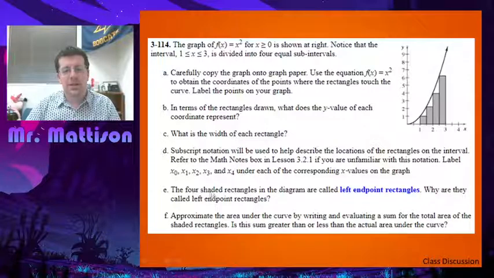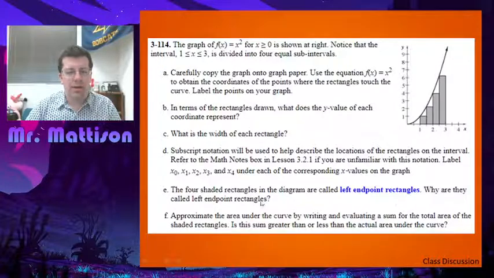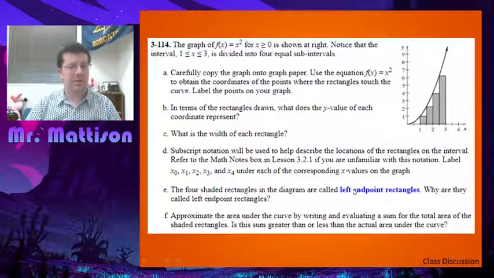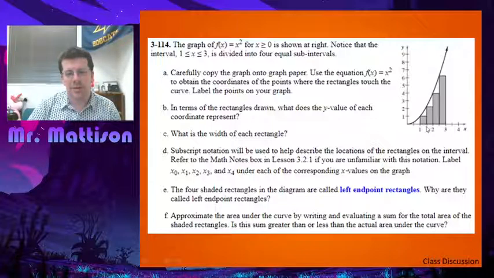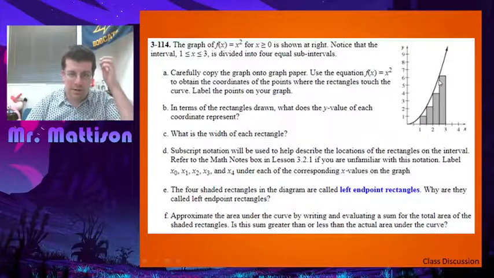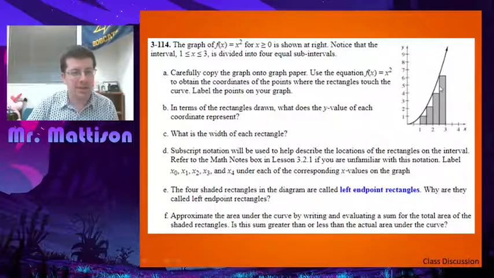Now the 4 shaded rectangles in the diagram are called left endpoint rectangles. Okay, why are they called left endpoint rectangles? Think back to when we first did the left endpoint and right endpoint stuff with the summations, right? The segment 1 to 1.5, the left endpoint of that is on 1. The segment 1.5 to 2, the left endpoint there is 1.5. Segment 2 to 2.5, the left endpoint there is on 2. So all of those are where we're actually hitting the side of the graph. I'm hitting these on the left side of every single rectangle, hence them being called left endpoint rectangles.